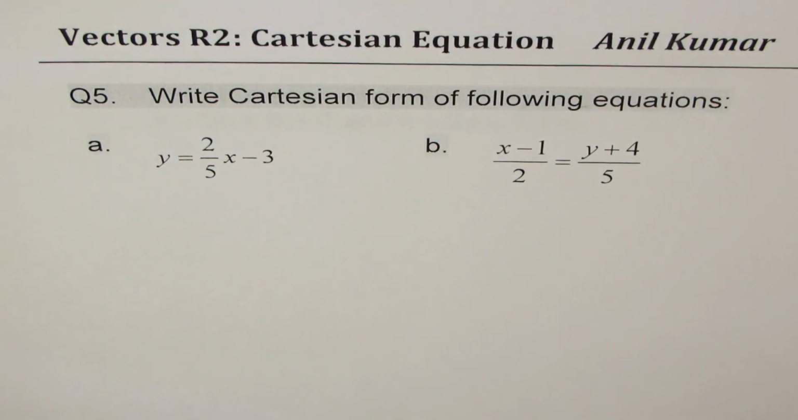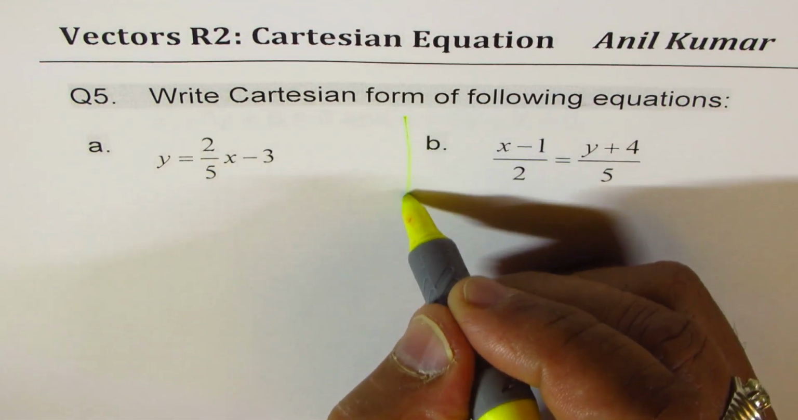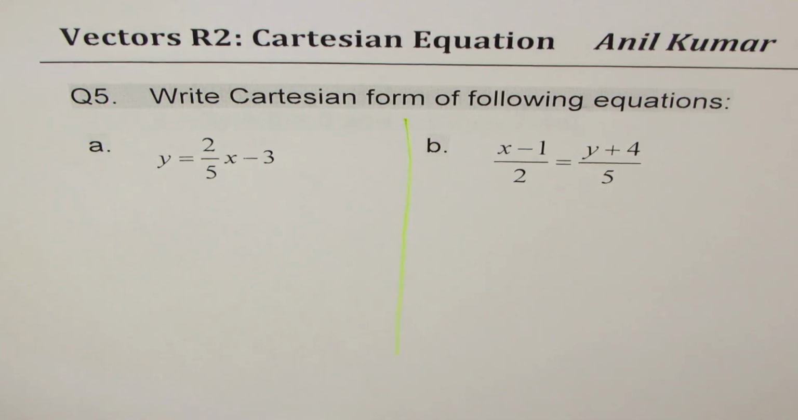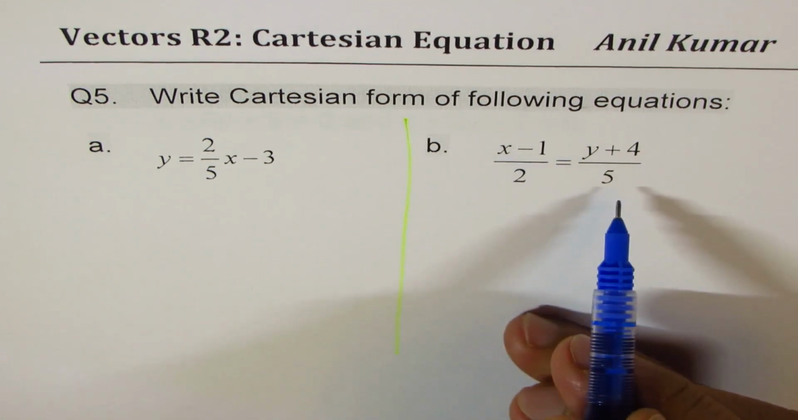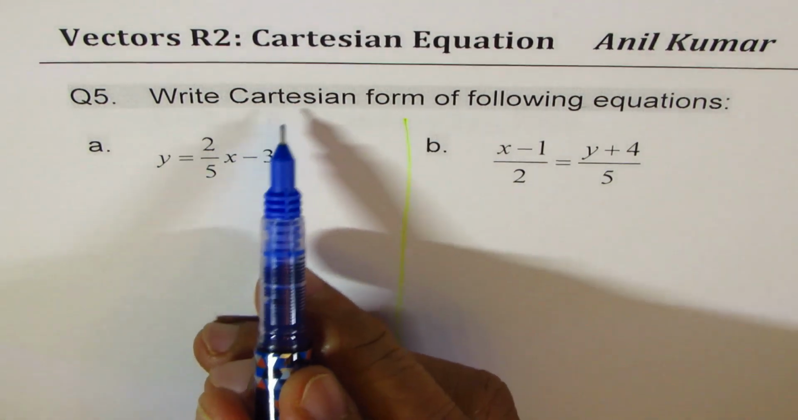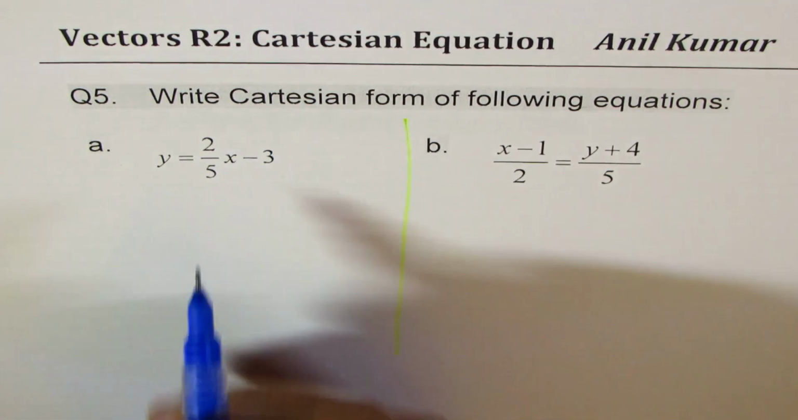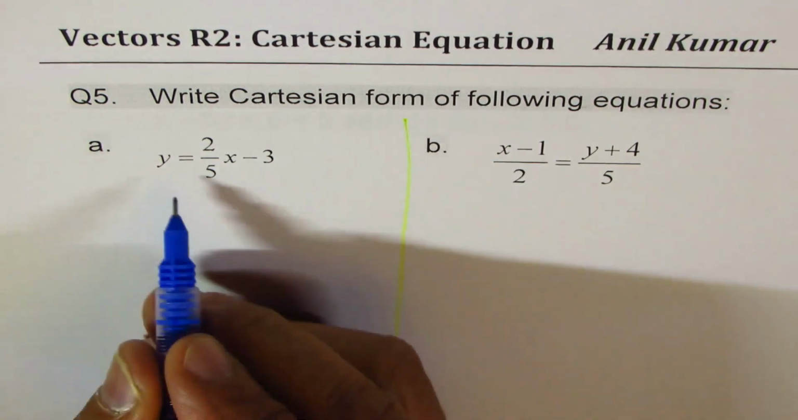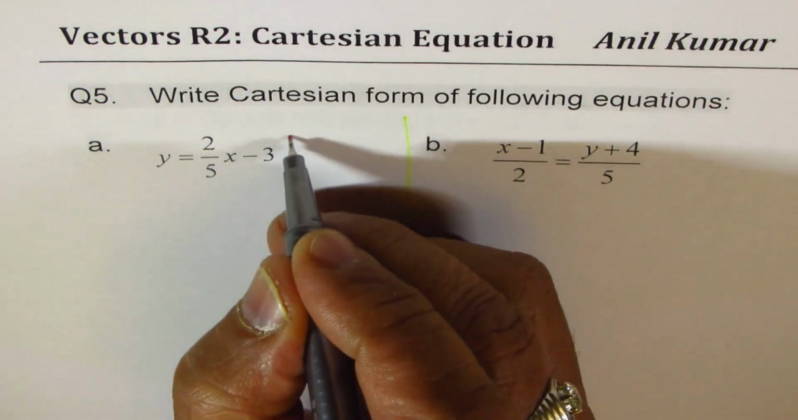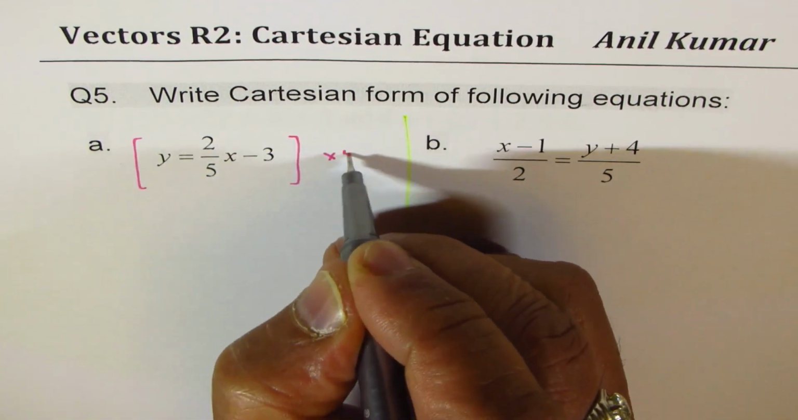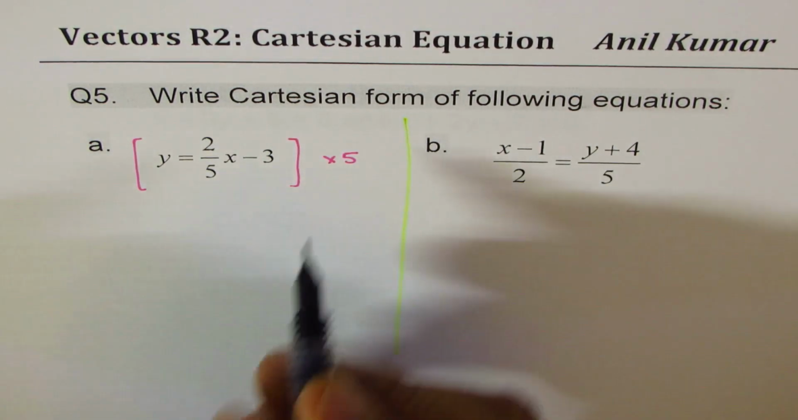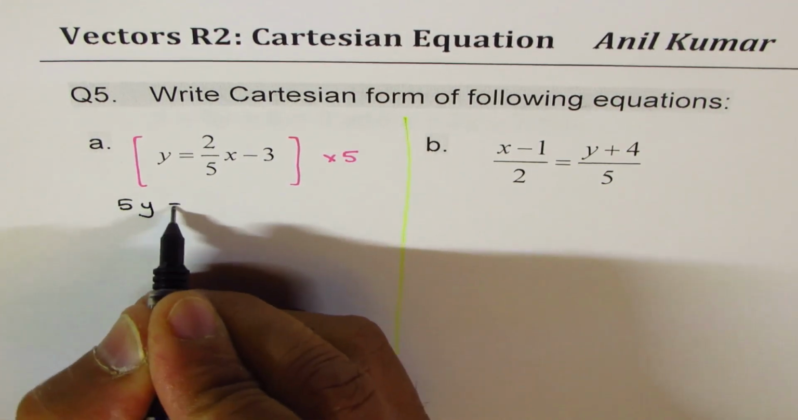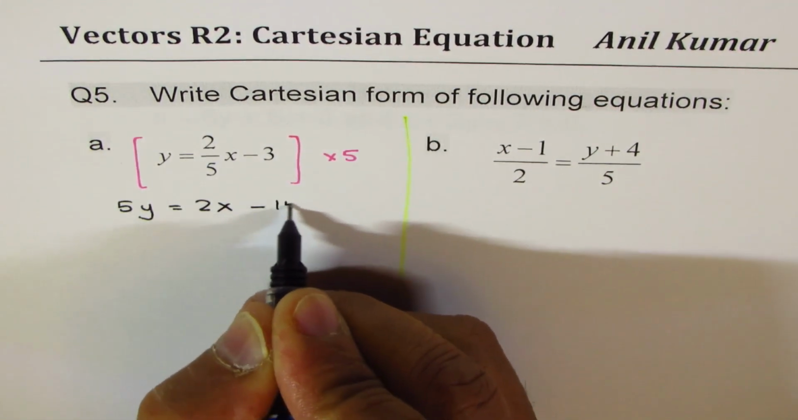Question number 5. Write Cartesian form of the following equations. So we'll work with two different types of equations. One you have been studying so far from grade 9 onwards, slope-intercept form. The other, which you learned in vectors, is called symmetric form. To write Cartesian form, we have to only rearrange it. So multiplying by 5, we'll do the whole equation times 5. What do you get? We get 5y equals 2x minus 15, right?